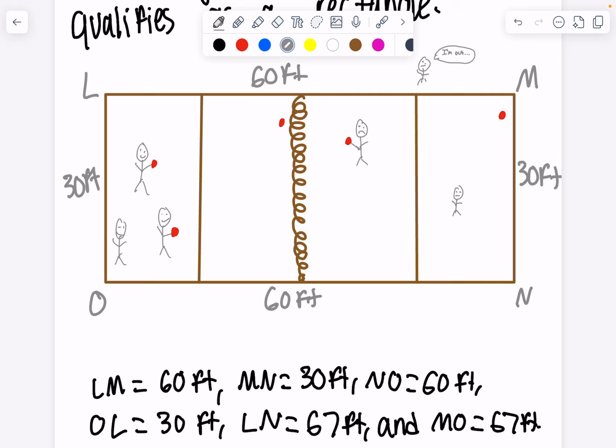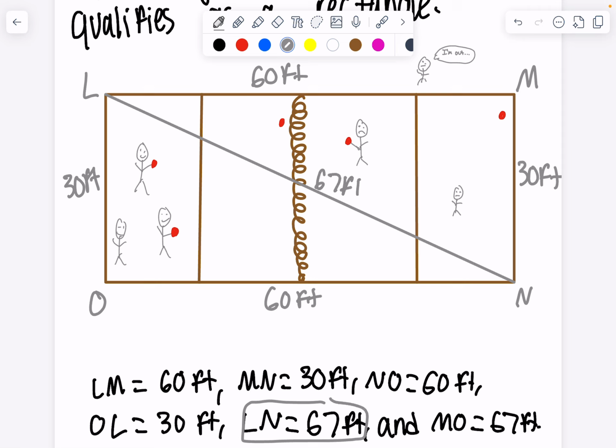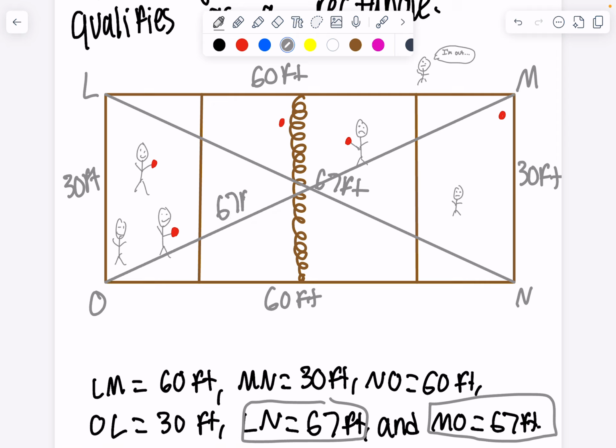And do they give us any information about the diagonals? Sure they do. They say that LN, I'm going to draw that now, that whole thing is 67 feet. They also tell me that MO is 67 feet. And if you are a brainiac, like I think you all are, those are the same numbers. 67 is equal to 67. So both of our diagonals are the same, AKA they're congruent, AKA this is indeed a rectangle, and this is rectangle LMNO.